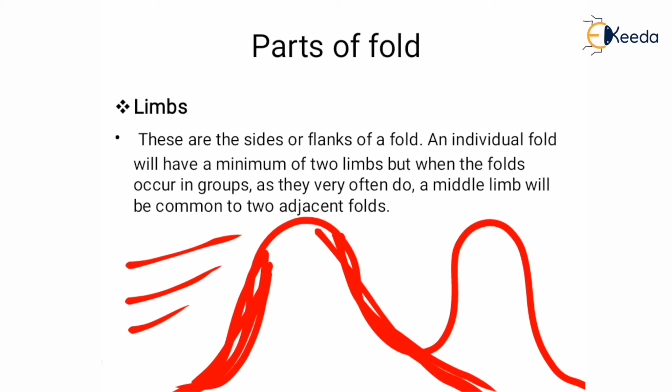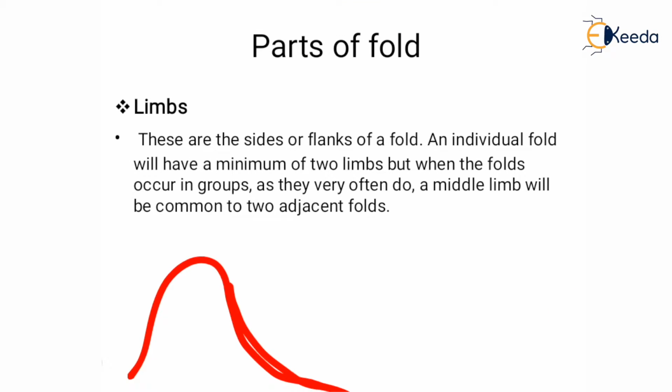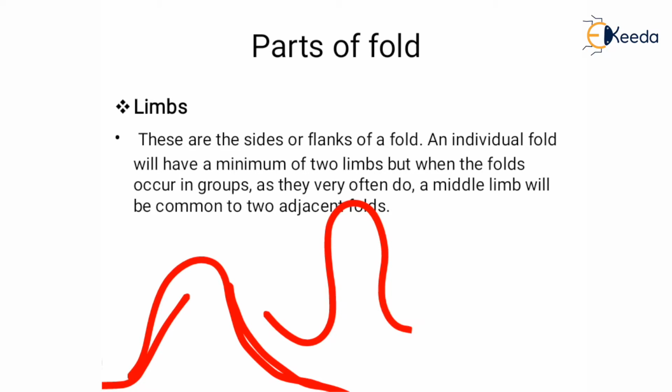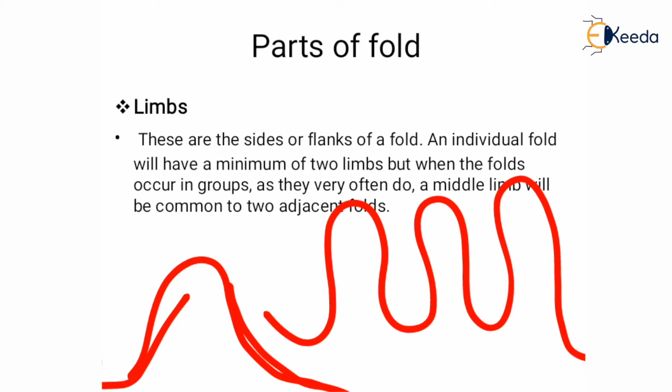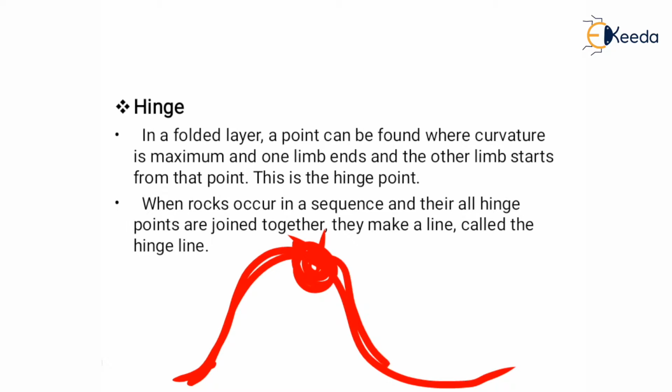An individual fold will have a minimum of two limbs, but when folds occur in a group, as they very often do, the middle limbs will be common to adjacent folds. See, this is the fold, and these two flanks we call the limbs. When folds occur adjacent to each other, the middle limb is common. This limb is common to this fold and also to that fold, meaning both folds have one limb in common. The next is the hinge. See, this is the fold and the maximum curvature point is called the hinge point, at which one limb ends and another limb starts.